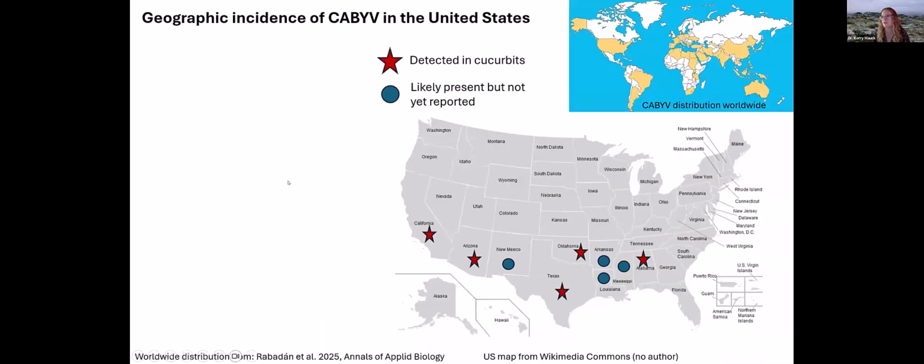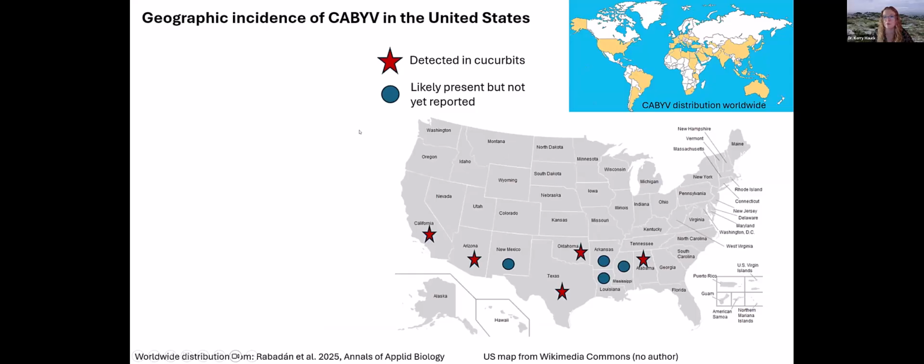So where is this virus in the United States? You may hear it referred to as CABYV, by the people who study and try to prevent infections by this virus. I will try to stick with CABYV for clarity's sake. We often abbreviate our viruses. So these stars here on the map show where the virus has been detected in cucurbit crops. But you'll see that I've placed a number of different markers on here for areas where it's likely present, but hasn't been rigorously sampled for yet.